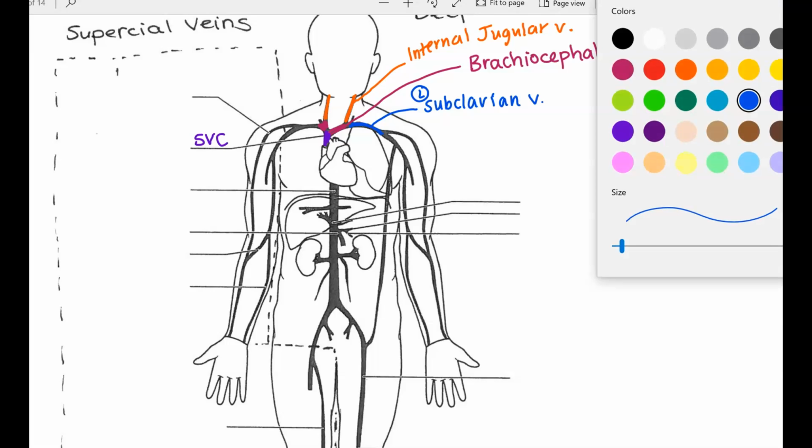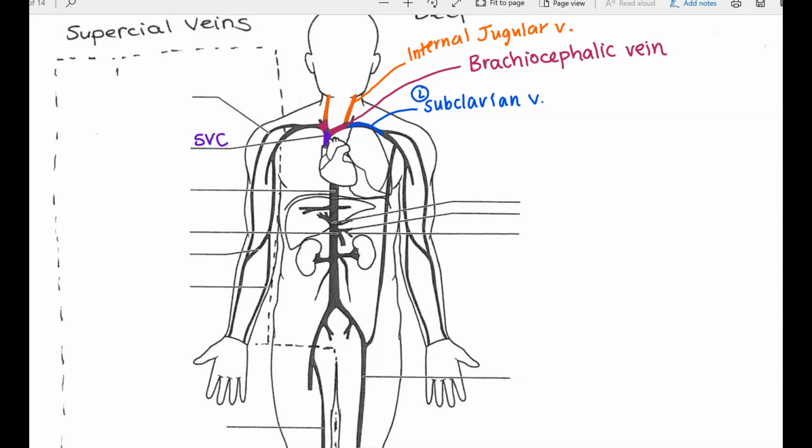So like we mentioned in class, our deep veins are always going to parallel our arteries. So our subclavian vein parallels the subclavian artery. And once we pass that first rib, remember it is going to turn into the axillary vein that corresponds to the axillary artery. And then once we pass that inferior border of teres major, it becomes the brachial vein.